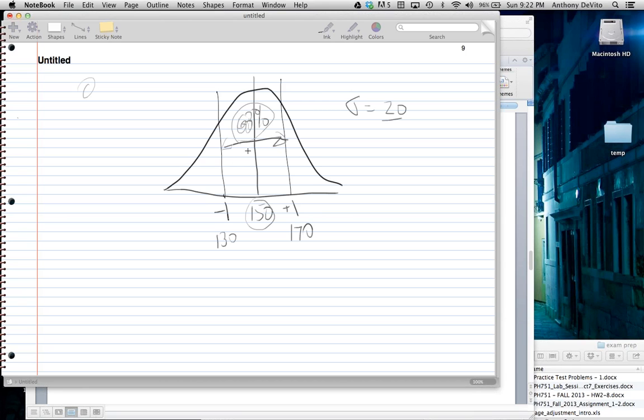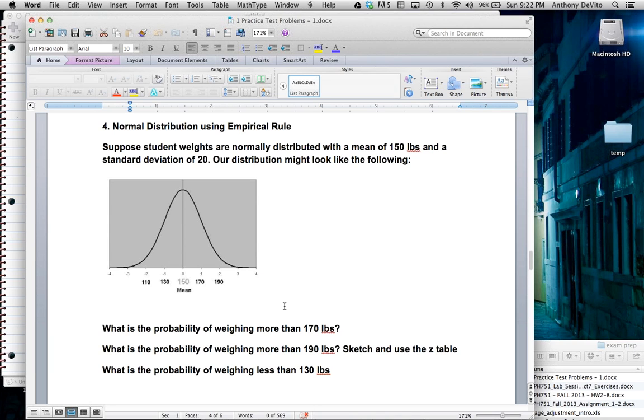Well, we got 68% of the population here between these 2 points, right? So that means we have 32% of the population unaccounted for. Since the normal distribution is symmetrical, half of that, 16%, is going to be below one standard deviation below the mean, and 16% is going to be above one standard deviation above the mean. So the question asks what's the probability of randomly selecting a person that weighs more than 170 pounds in this population. The probability of doing that is 16%, using this empirical rule.